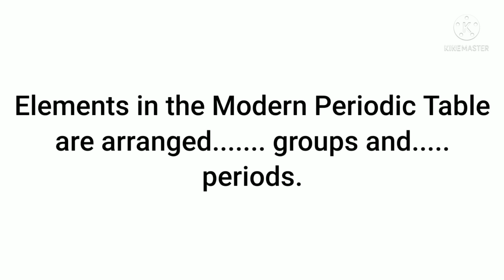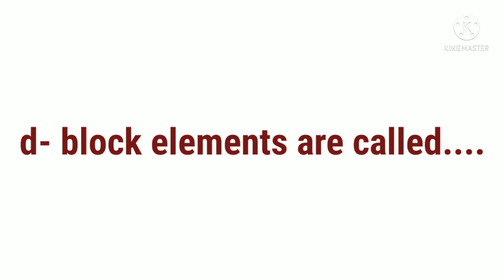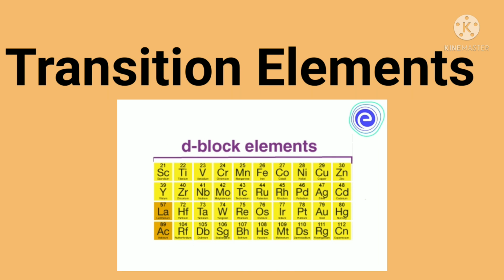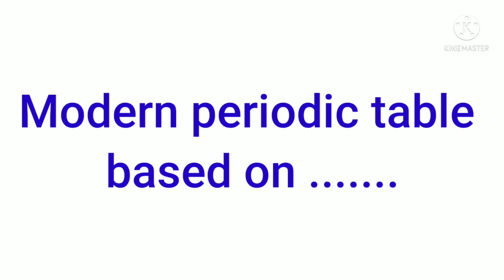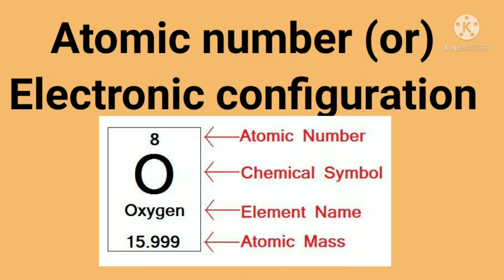Elements in the modern periodic table are arranged how many groups and how many periods? 18 groups, 7 periods. D block elements are also called as transition elements. Modern periodic table based on atomic number or electronic configuration.